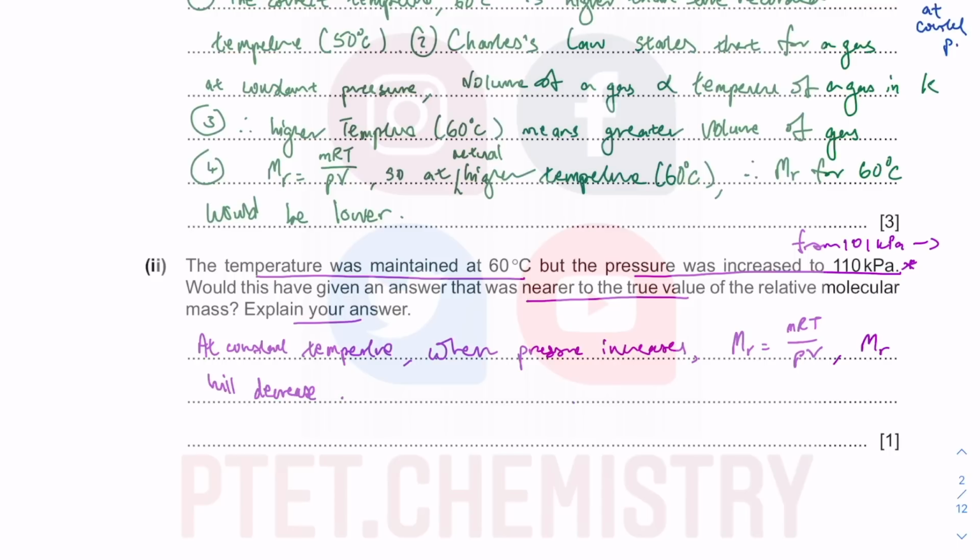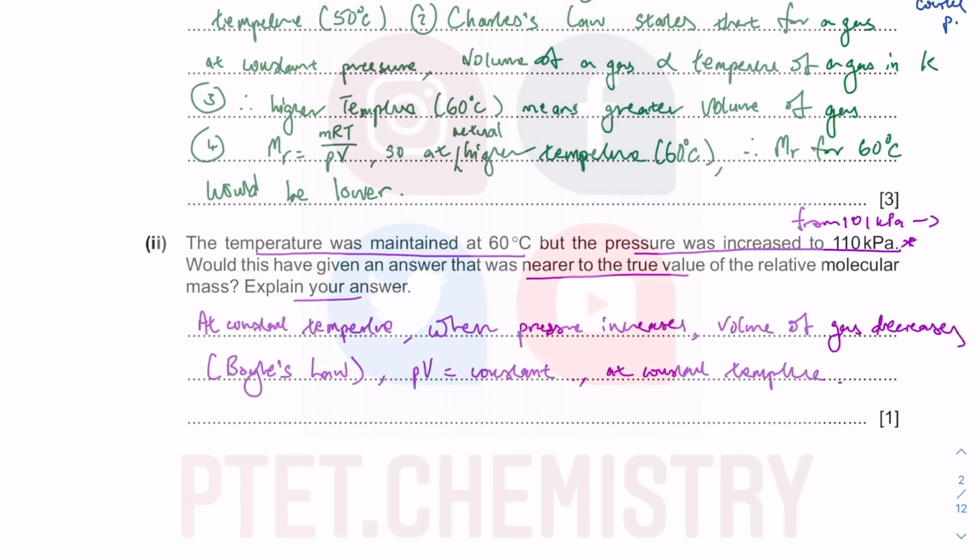When pressure increases, the MR would decrease. Is that true? Let me see. As the volume of gas decreases, we can see that it's the opposite effect to what we saw in the previous question when we had higher temperature in reality. So when you have a lesser volume of gas, that means that the MR would be higher.